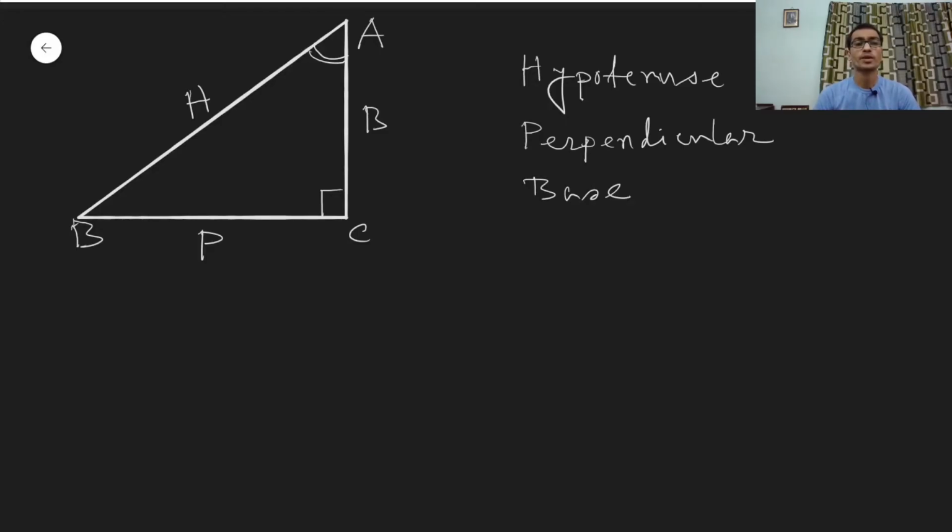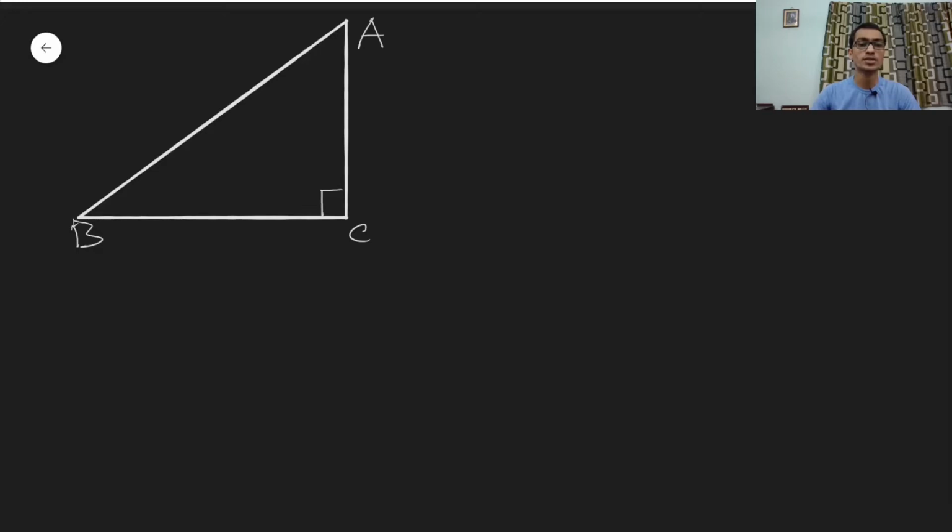So now we will consider one of the angles, A and B. Now we are going to consider the angle B. Obviously AB is the hypotenuse, BC is the base, and AC is the perpendicular. So we have no doubt about the hypotenuse, perpendicular and base for this triangle where B is the considered angle. So let us consider the angle B as theta.